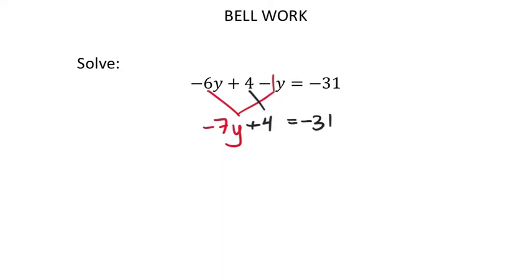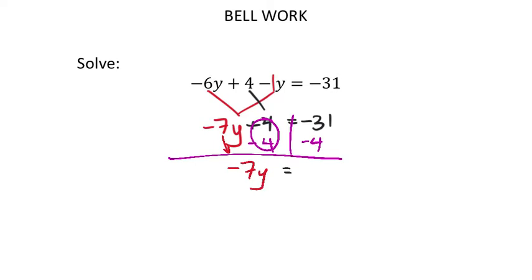From this point, it's just a two-step equation. Meaning the first thing I'm going to do is make a 0. And to do that, I'm talking about that plus 4. I'm going to make it a 0 by subtracting 4 from both sides. So that will zero that out. I'll still drop my negative 7y's here, but now it equals negative 31 minus 4, which is negative 35.